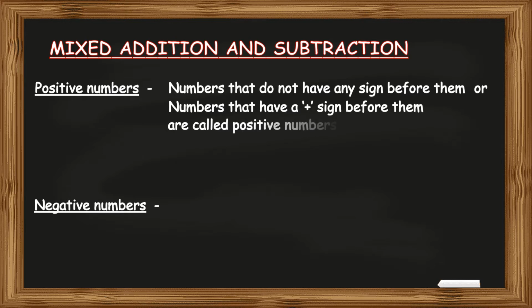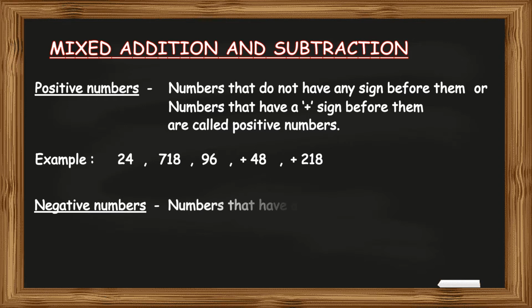positive numbers. For example, 24, 718, 96. All these three numbers do not have any sign before them, which means they are positive numbers. Plus 48, plus 218. These numbers have a plus sign before them, so they are also positive numbers.